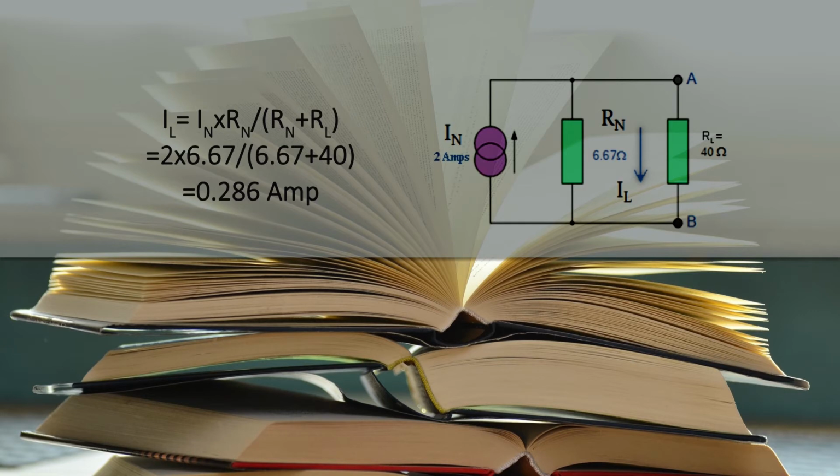So just apply the current division rule and you can easily calculate the value of load current. The value of Norton current is 2 ampere, Norton resistance is 6.67 ohm, and load resistance is 40 ohm. Just put all the values in this equation, and you are able to calculate the value of the load current IL. It comes to 0.286 ampere.